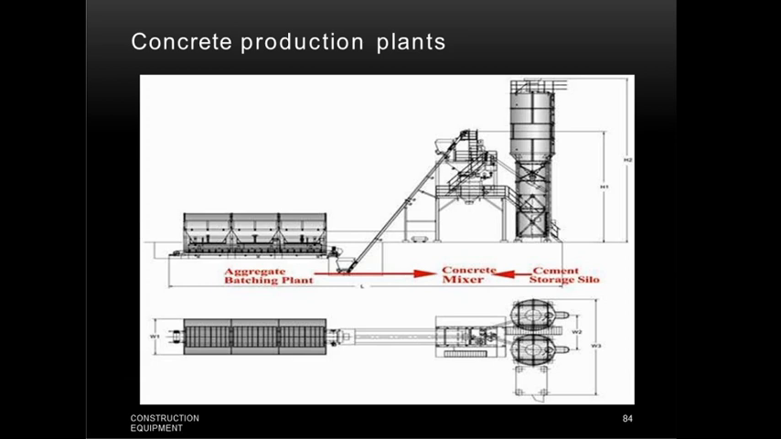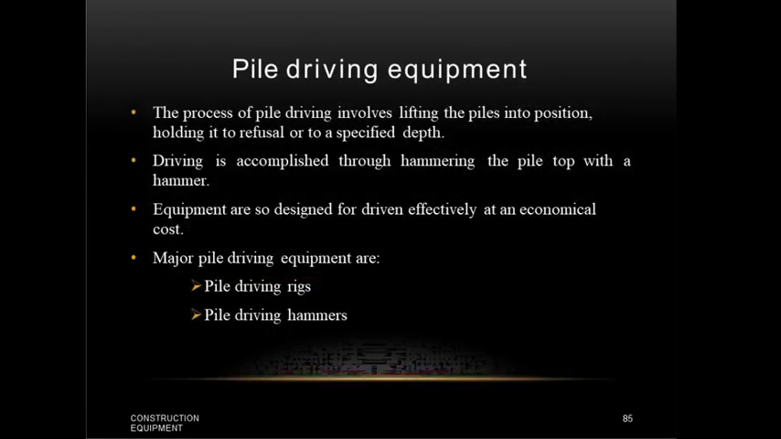Then transfer of concrete by using dump trucks, or in a bucket, or you can transport by the belt conveyor. Next, the concrete pump can also be used for the transfer and placing of the plastic concrete. Then the pneumatic concrete placer, and then concrete vibrators, which are used for the compaction of concrete after its placement. So these are the different concrete production equipment and concrete placement and compacting equipment. The next equipment is the pile driving equipment.